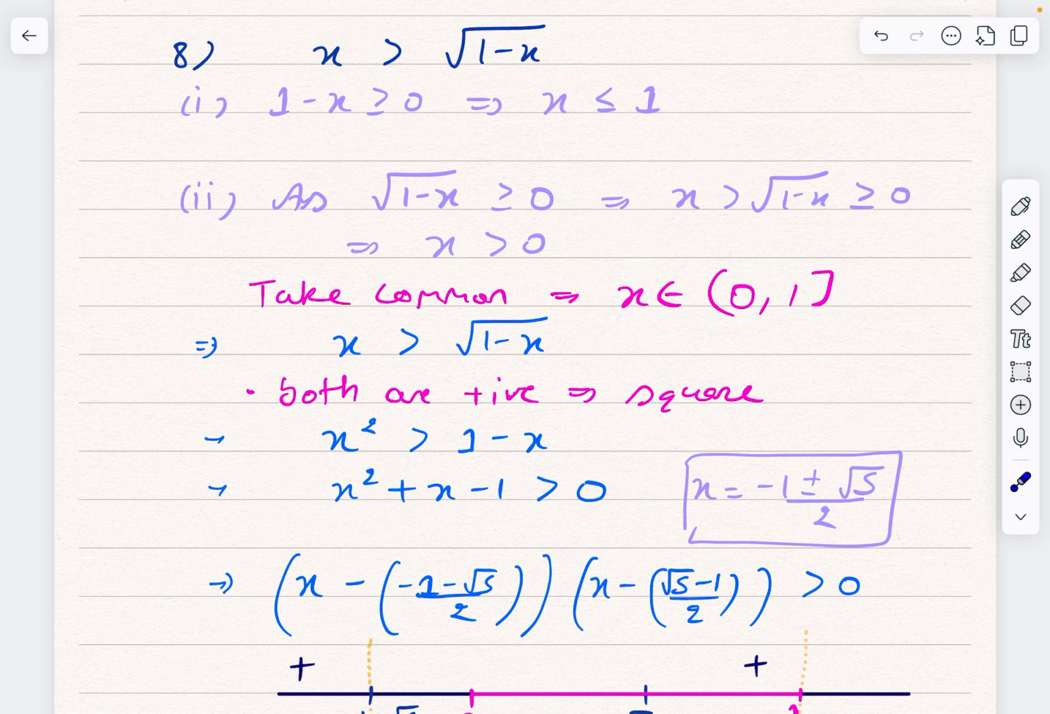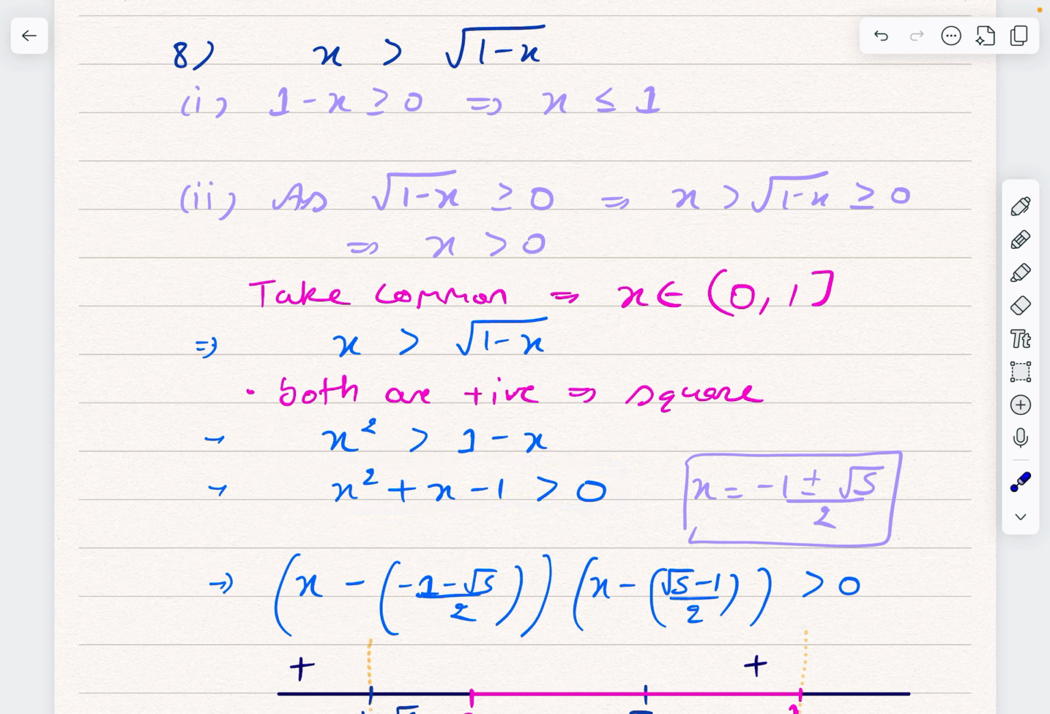Now how do we solve? We have x greater than root of 1 minus x. Now we have made sure that both are positive, no? Because x is greater than 0, this thing is always positive. So if both are positive, we can square and the inequality will be the same. So we get x square more than 1 minus x. We bring everything to one side, you get x square plus x minus 1 greater than 0.